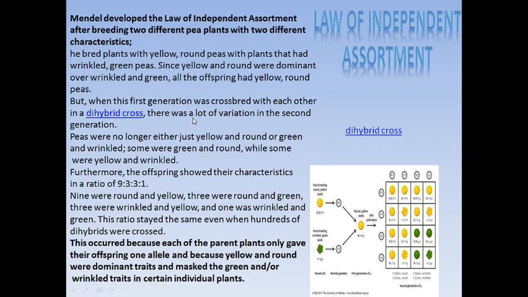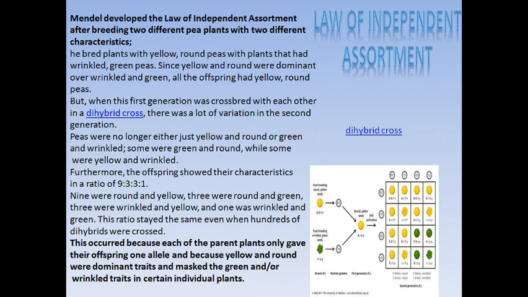But again, he performed a cross between two pairs of contrasting characters. What were the two pairs? One pair was round and yellow, and another pair was green and wrinkled. After crossing these plants having two pairs of contrasting characters, the first generation he received were all plants having round and yellow peas.